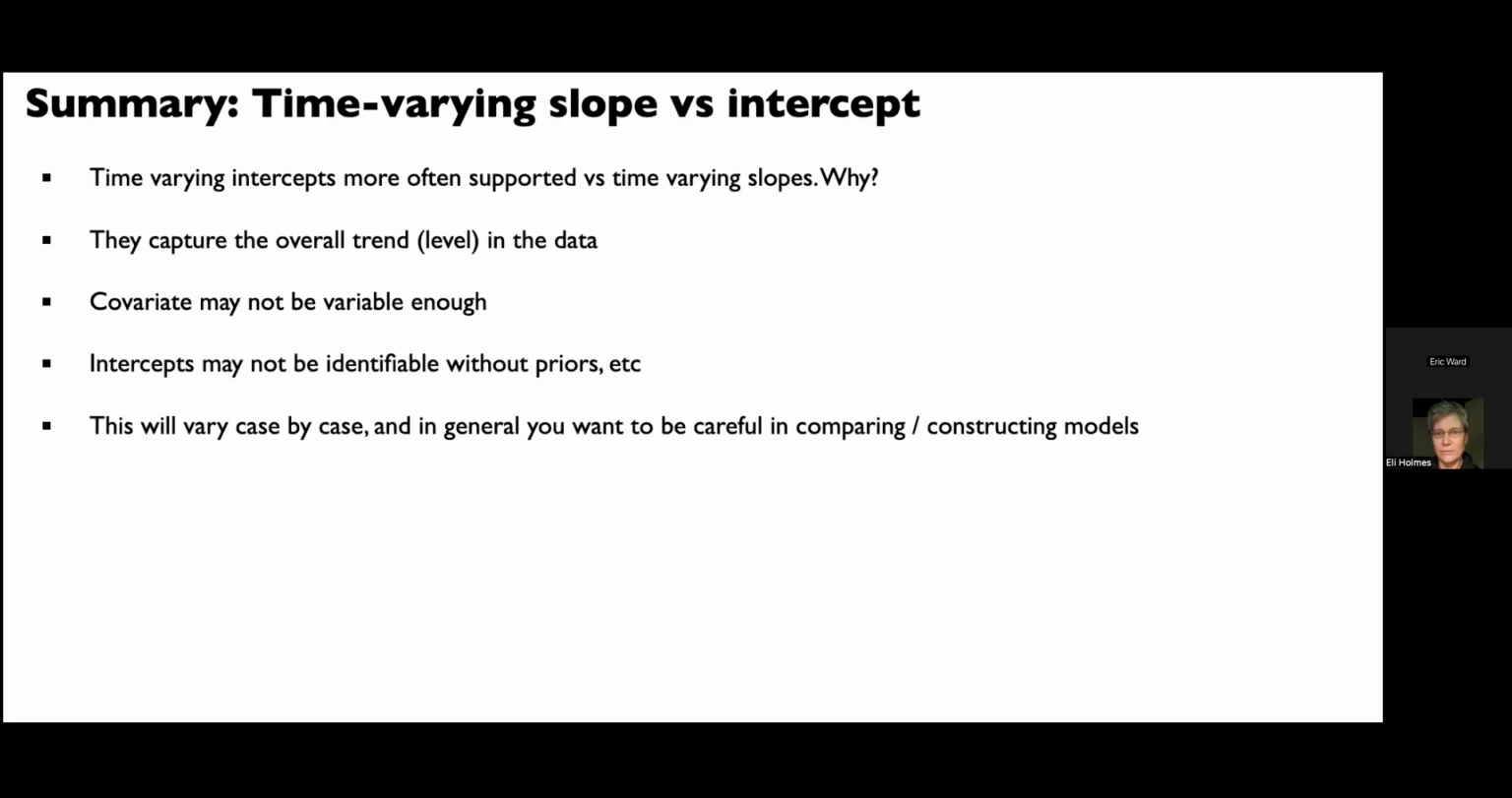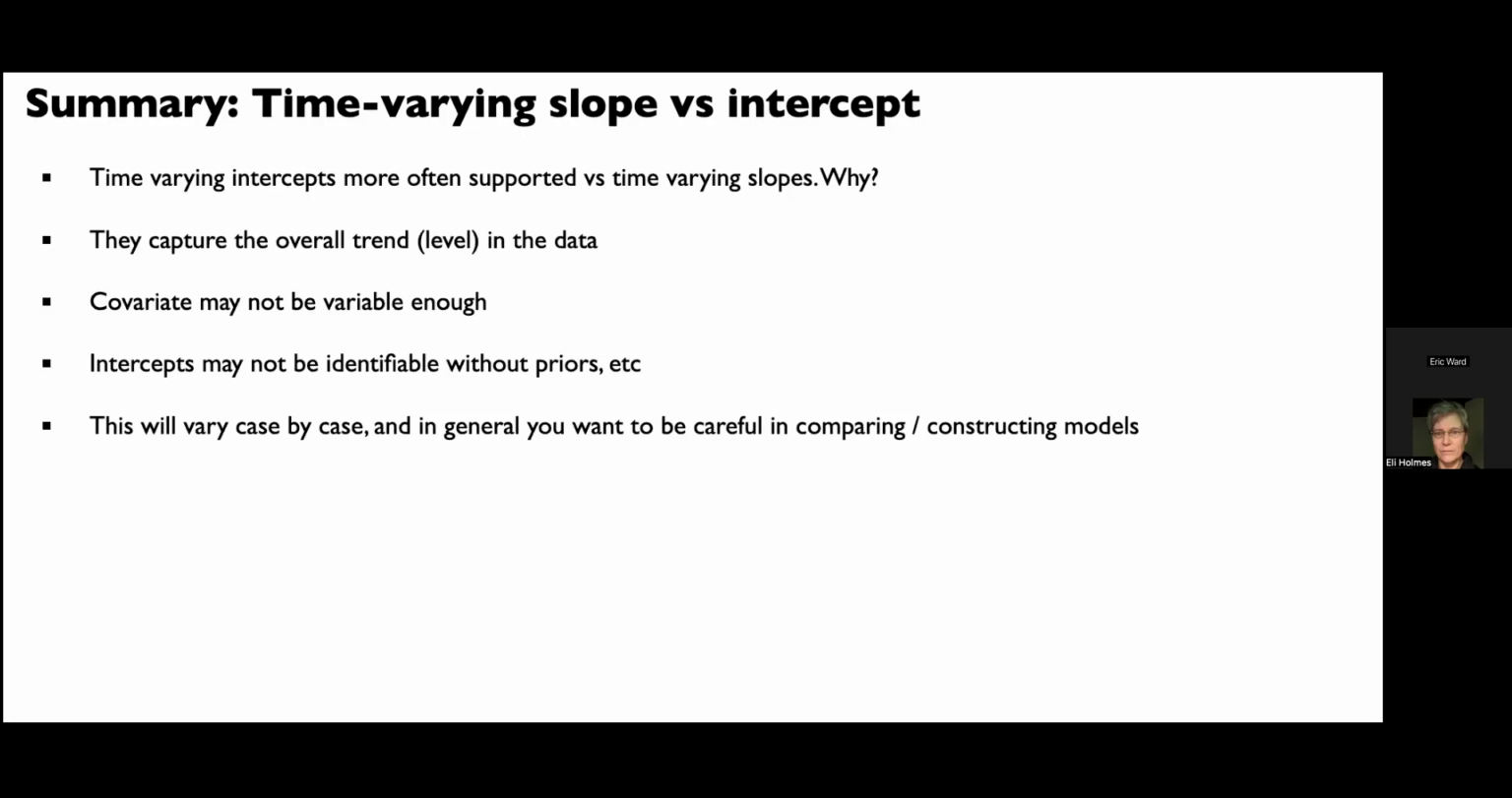Okay, so that's a lot. For this example, time-varying intercepts, as I said, would be more supported than time-varying slopes. That's something we've come across with lots of this DLM work. And from the covariate perspective, there are a number of reasons why that time-varying slope type of model might not be supported, either with a GAM or with a DLM.